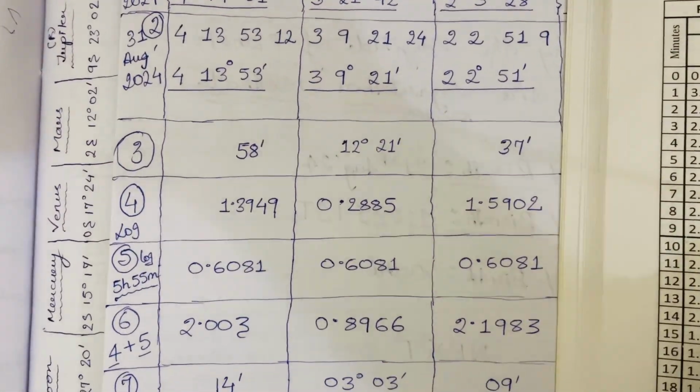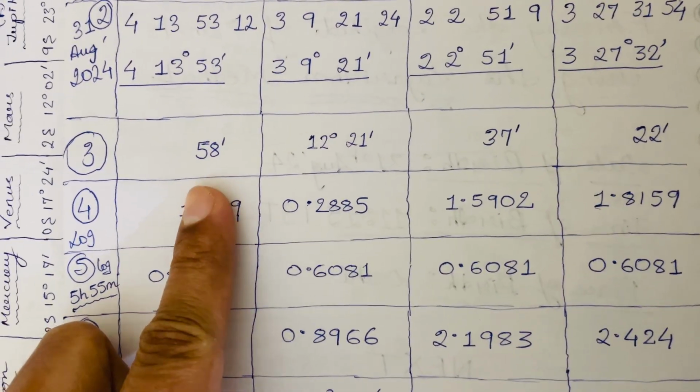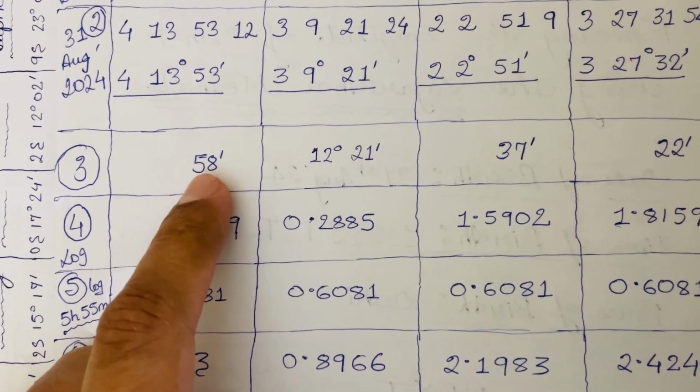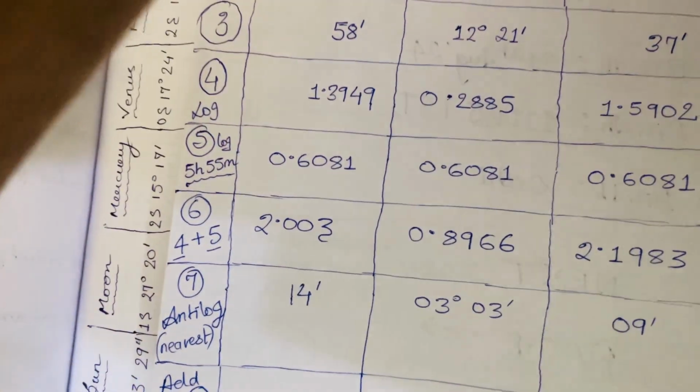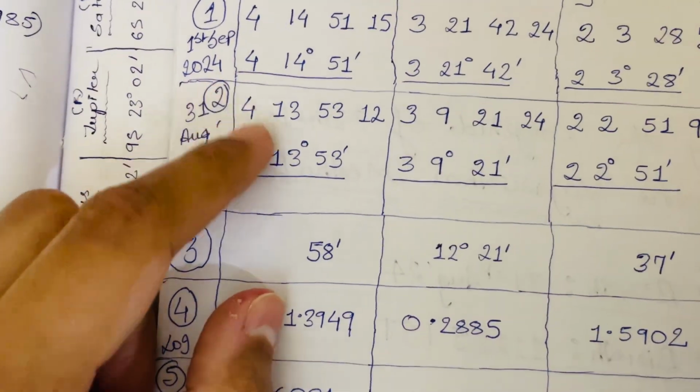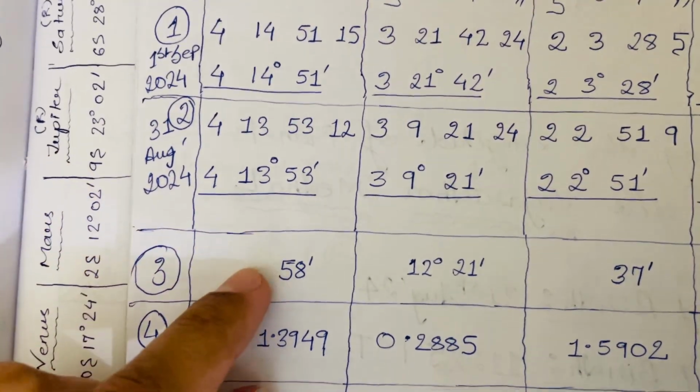Just now, don't look at this value. Just focus on this value. We need to find the logarithm value of 58 minutes. How are we able to do that? 58 minutes means there are no degrees here. 13 degrees minus 13 degrees becomes 0. So it means it is 0 degrees 58 minutes.